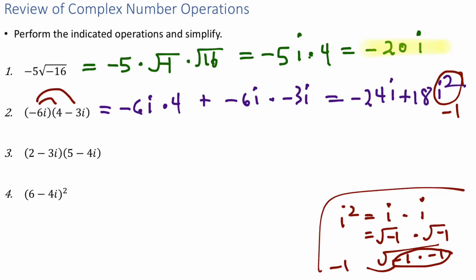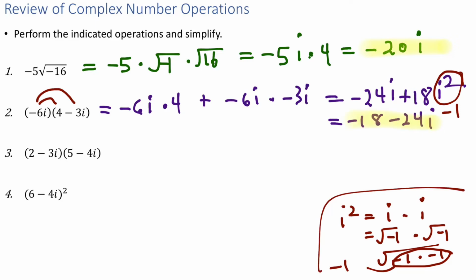All right, so if I simplify this one more time, let's put the real part first. So this is going to be 18 times negative 1, which is negative 18. So that's going to be my real part. And then negative 24I is going to be my imaginary part.